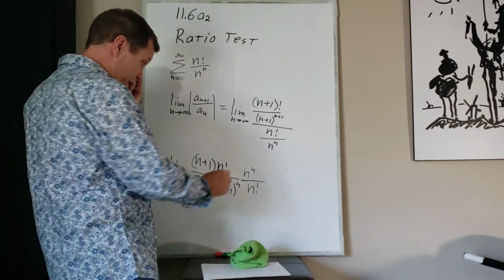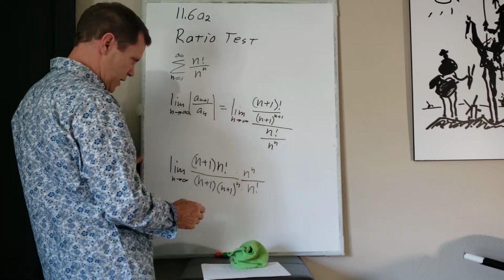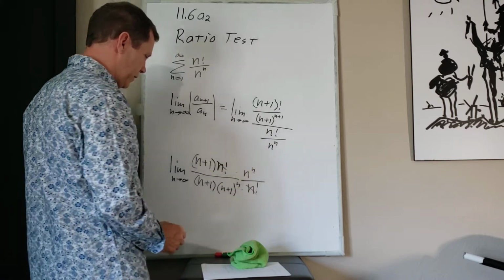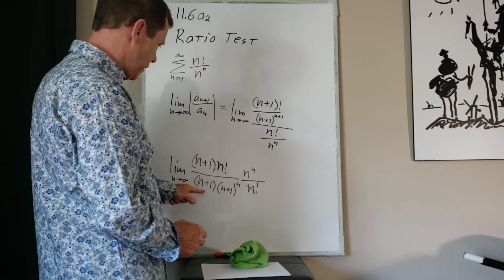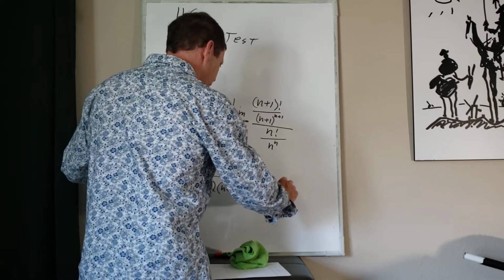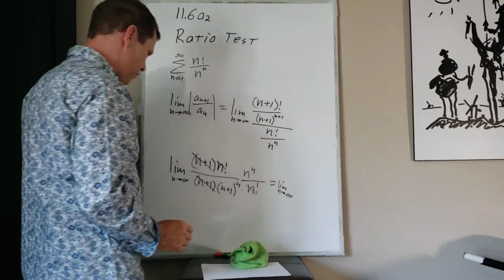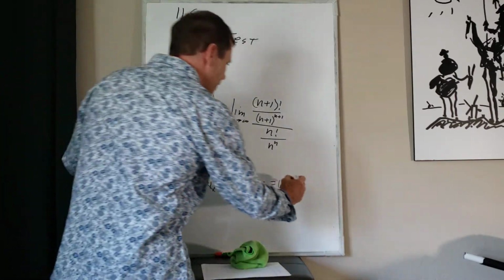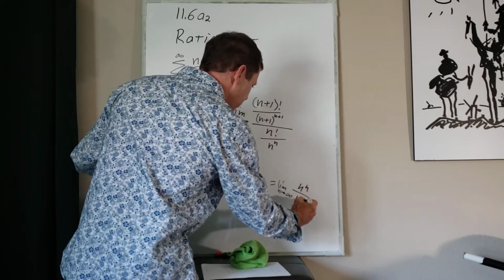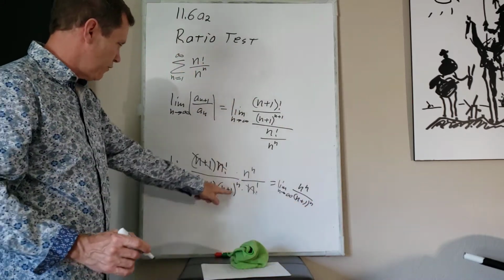Now, notice everything is multiplied, so I'm going to start canceling things. I've got an n factorial on top and n factorial on bottom. This one will cancel that one and make a 1. I've got an n plus 1 on top and an n plus 1 on bottom, so these two are going to cancel. And I'm going to be left with the limit as n goes to infinity. What am I left with? I've got n to the n over (n plus 1) to the n. All I've got is this thing over that thing.